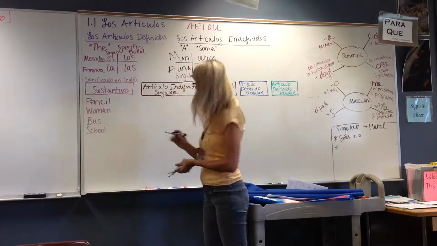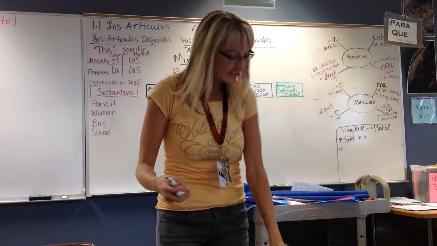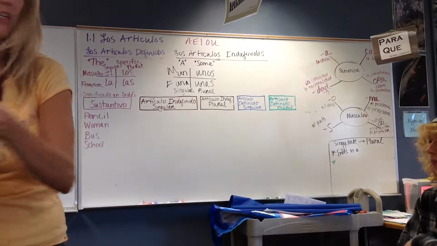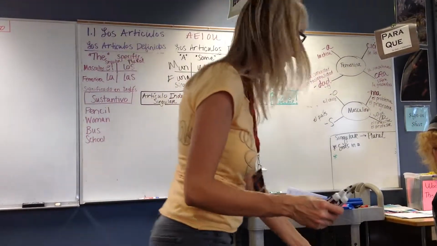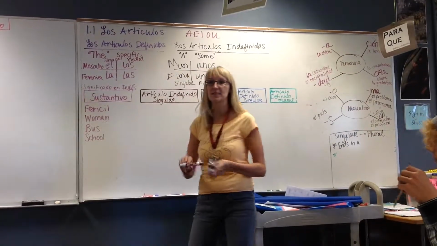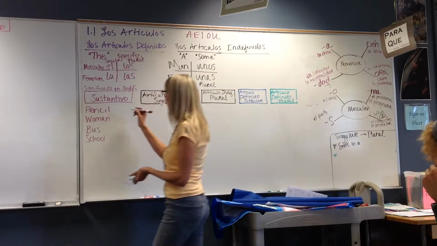Okay, so let's go to our chart. We have a chart here. This can be found on my website. It's the 1.1 articles. If you lose it, you can get it online. But everybody go ahead and switch to your worksheet now. We're going to do some examples, okay? So, first of all, ¿cómo se dice pencil in Spanish? Lápiz. Un lápiz, right? Lápiz with an accent.